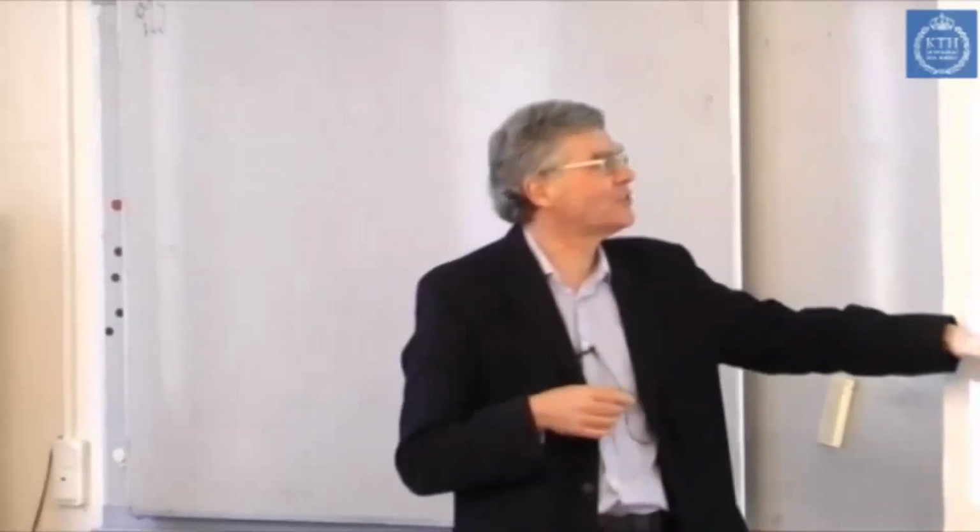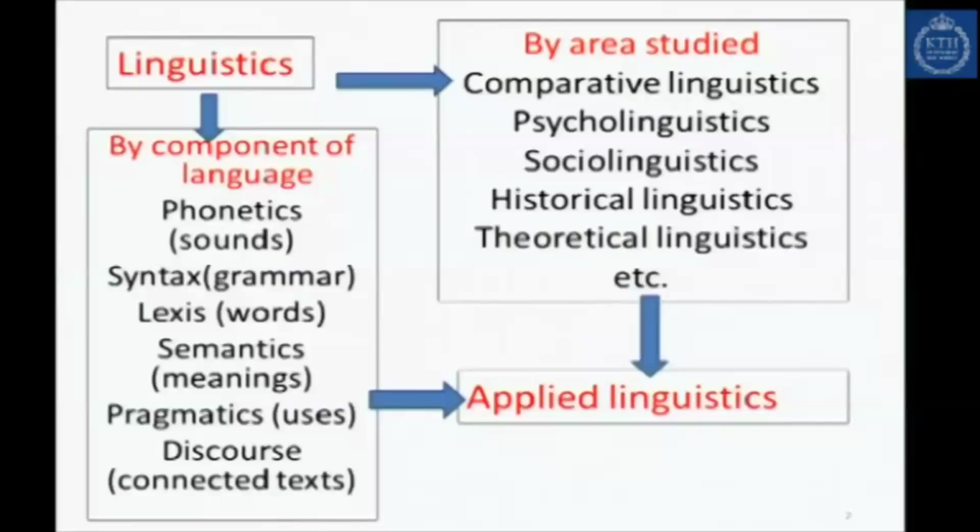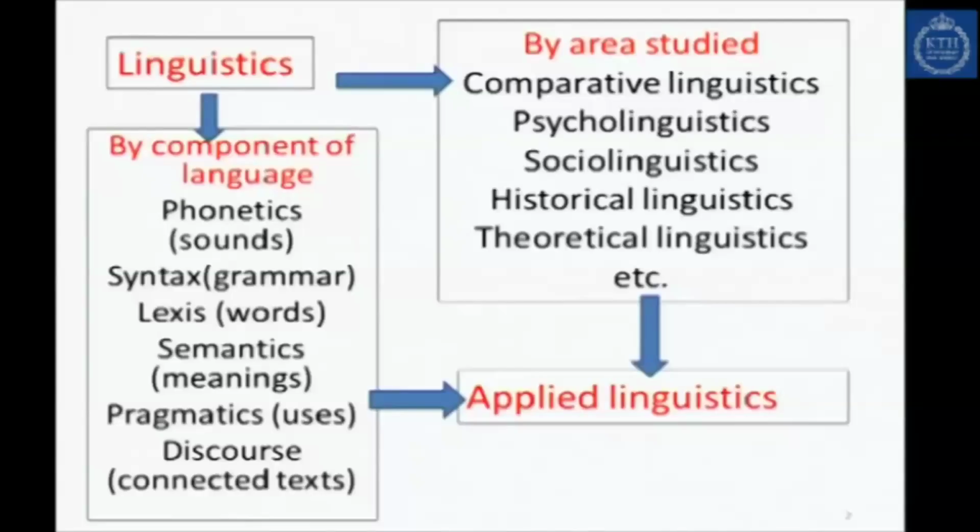And finally, we can study discourse, which is looking at whole texts, whole interactions, rather than the individual parts. We can look another way around and ask what kind of linguistics it is. Is it comparing different languages? Is it looking at what goes on in your head? Is it looking at what goes on in society, how language functions in different social contexts? Is it looking at how language developed to how it is? Is it looking at quite a theoretical level at what language could be? And there are a whole range of other possible areas.